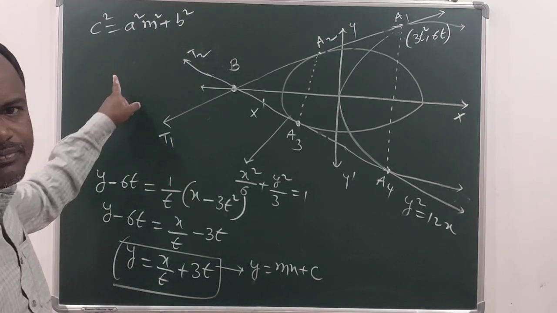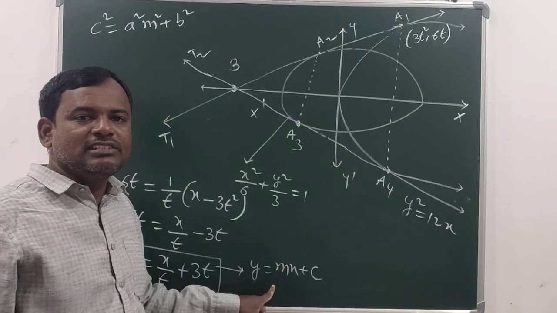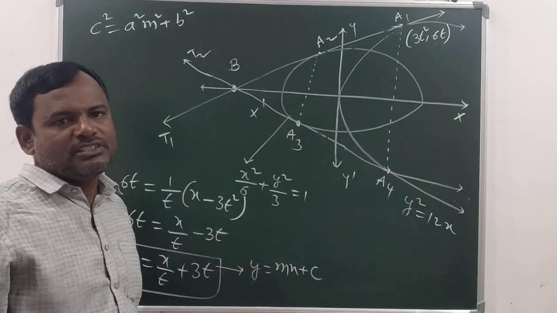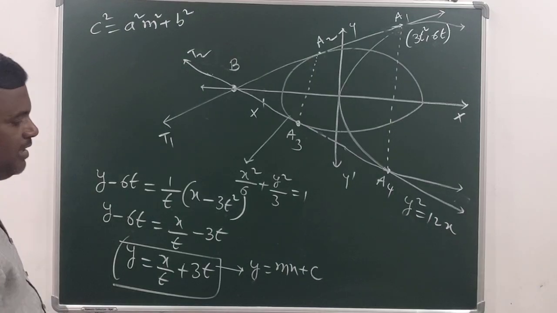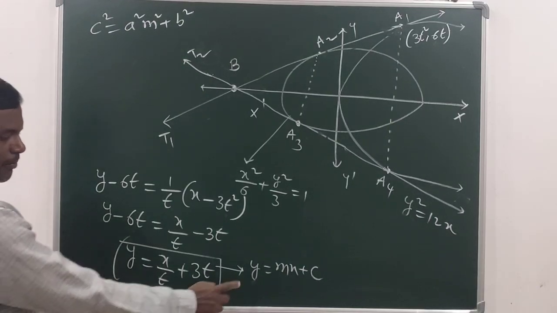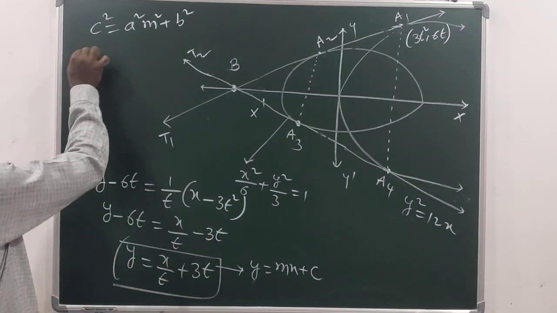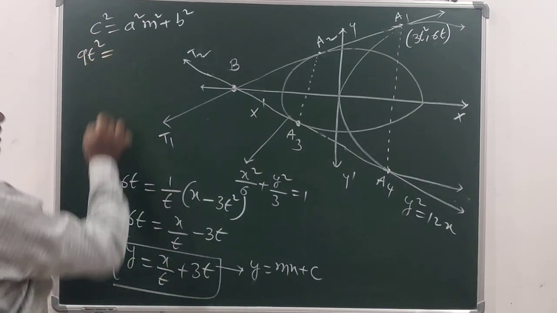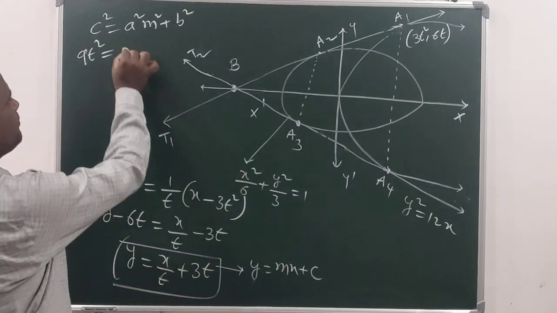You read this. Tangency condition for this line and an ellipse: c square is equal to a square m square plus b square. Here c value, compare this one with this. In the place of c, 3t is there. So if you write here, it is going to be 9t square. And here a square value is 6.